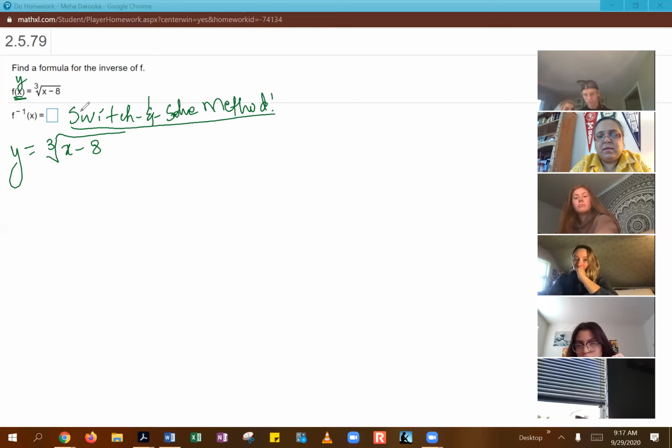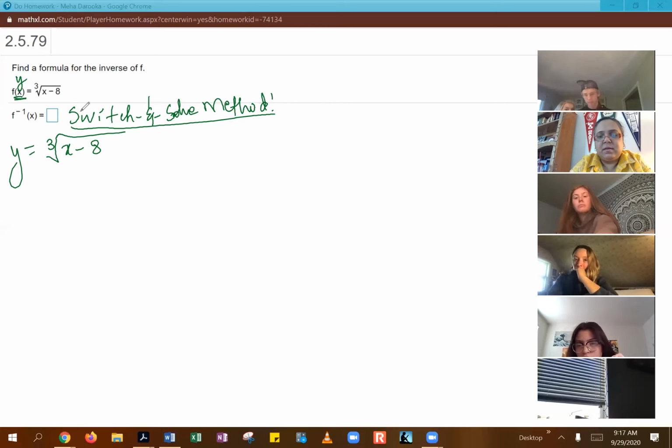Of course, we can go ahead and check that, but let me show you the mental method before I do that. If you wanted to try and solve this mentally, which of course means you don't have to use the switch and solve method, look at our original function: y equals cube root of x minus 8.